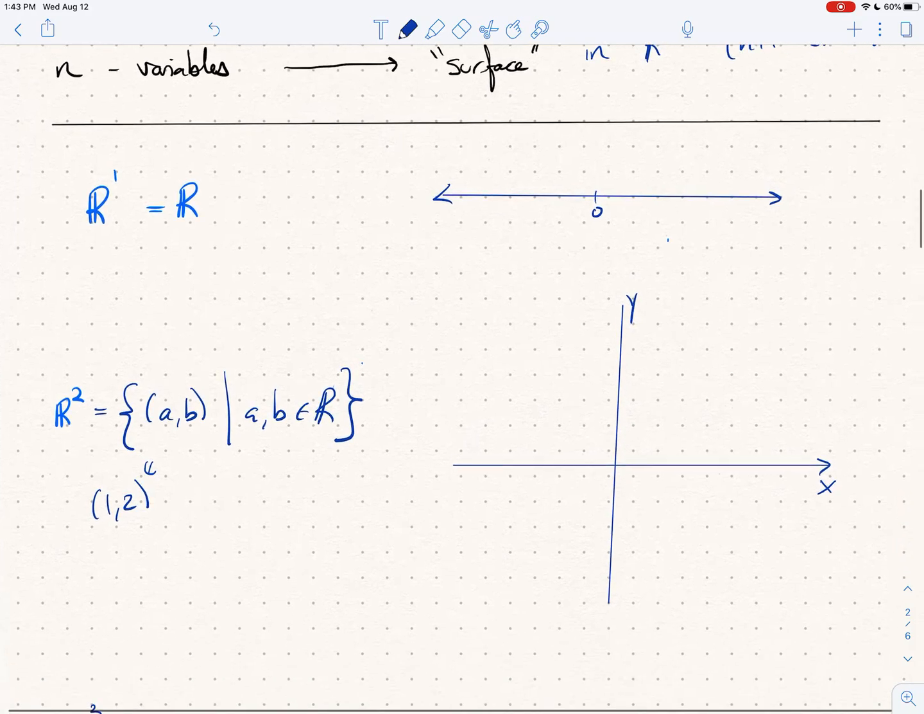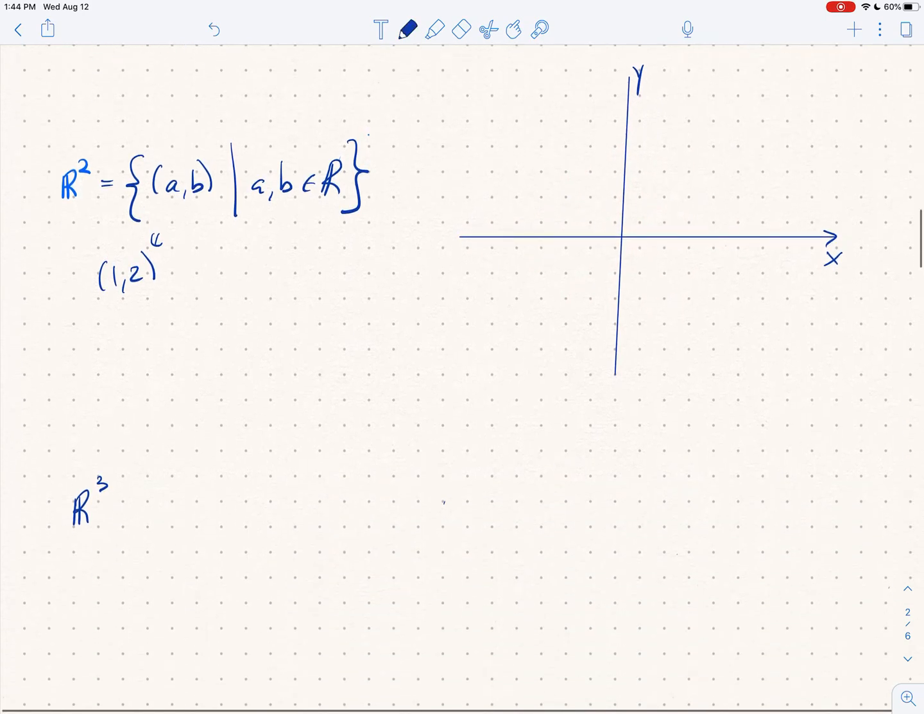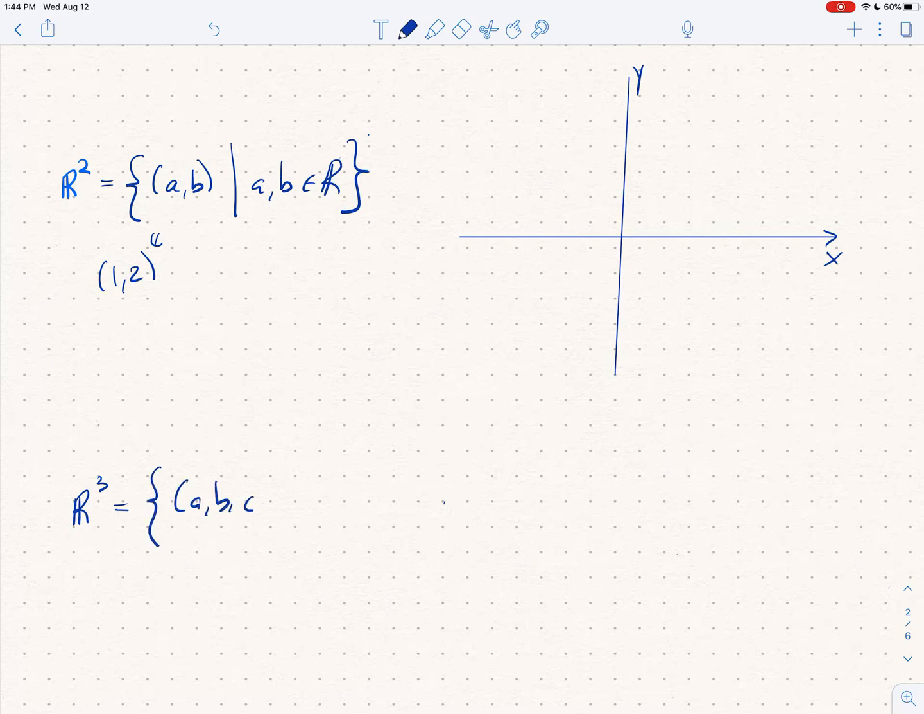And so you can visualize R2 as all points in this plane. And I want to write down R3. R3 we're going to think of as the set of ordered triples A, B, C, such that A and B and C all live in the real numbers. So these are triples of real numbers. So for example, something in R3 you could write down as 1, 0, negative 2. That would be a point in R3.